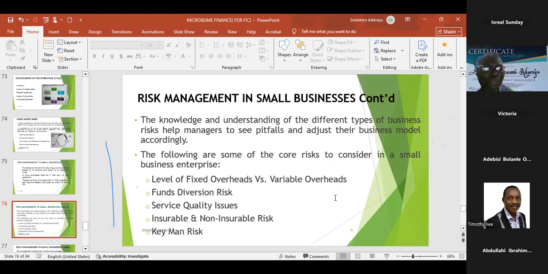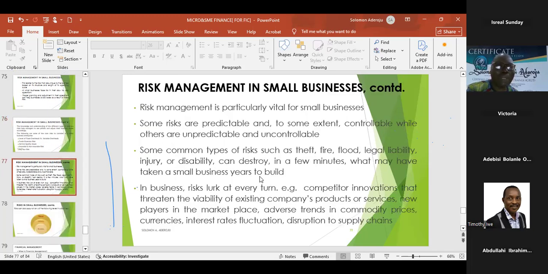So the business is prone to fixed costs more than variable cost. Variable cost is in consonance with your operational activities. If you don't produce, you don't buy raw material. So you have to consider the level of fixed cost and the variable overhead. The fund diversion risk, the money can be diverted. The service quality, what type of service is the customer producing? Is it okay? Insurable and non-insurable risk, you also need to look at that.